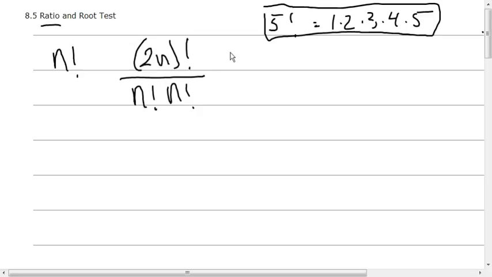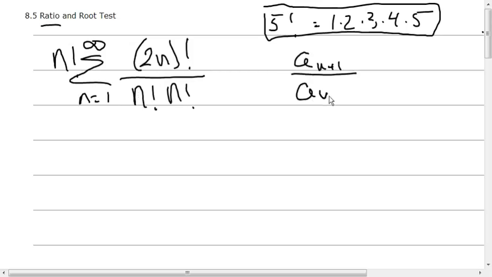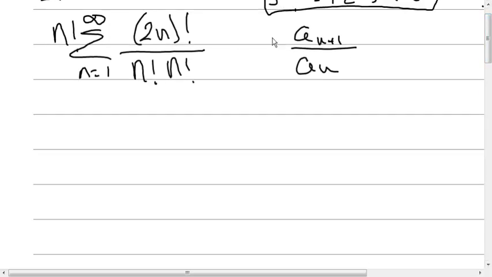Okay, and algebraically, factorials are kind of crummy to deal with. So how are we going to solve this problem? Does this series converge if we're looking at something like that? Well, let's use the ratio test. And we're going to make the ratio of a sub n plus 1 over a sub n, right?